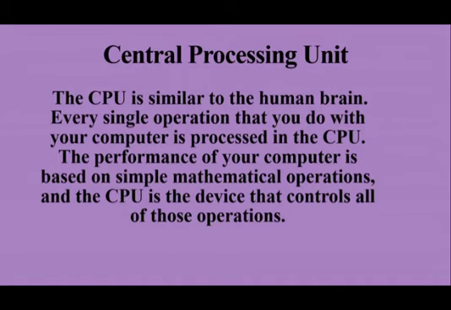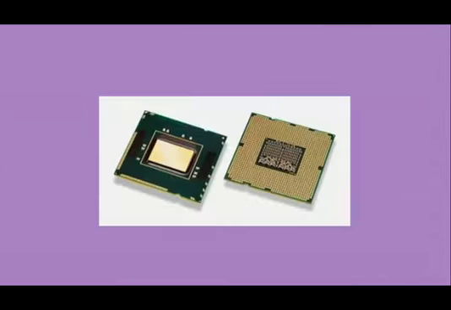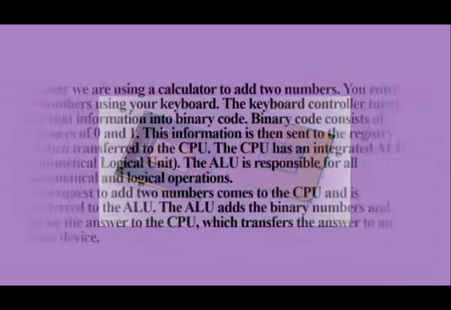Central processing unit. The CPU is similar to the human brain. Every single operation that you do with your computer is processed in the CPU. The performance of a computer is based on simple mathematical operations, and the CPU is the device that controls all of those operations. You can see on your screen, this is a CPU. Basically this is a chip placed on the motherboard. Now let's see how the CPU works.